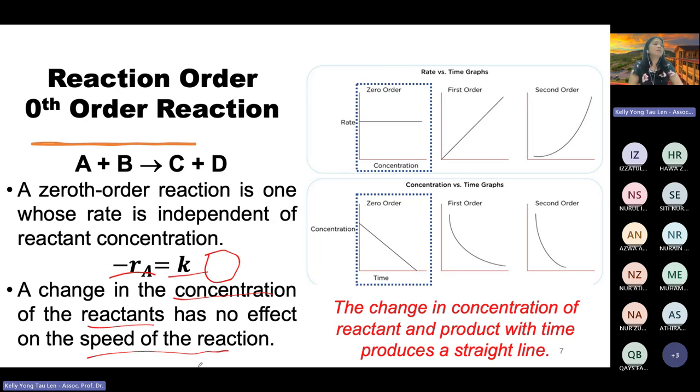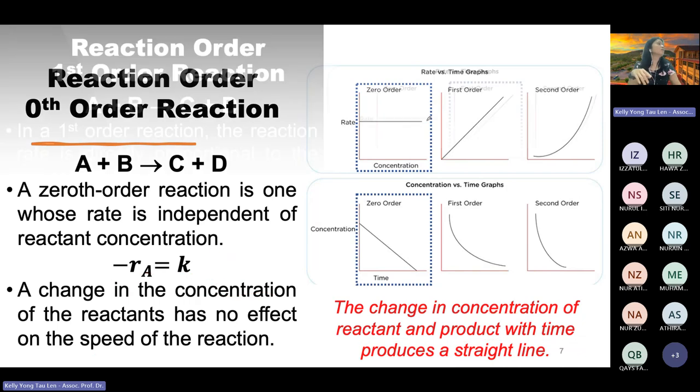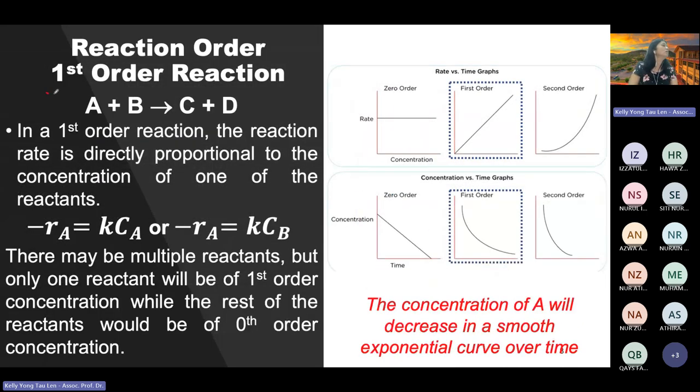Okay, so as mentioned here, the change in concentration of reactant and product with time produces a straight line. So maksudnya kadar tindak balas ni, kalau kamu kacau kepekatan, kamu naikkan kepekatan reactant ke, kamu kurangkan kepekatan reactant pun, kadar tindak balas dia masih sama. Okay, so that's what it means by zero order reaction. Okay, so we go to the next one, first order reaction.